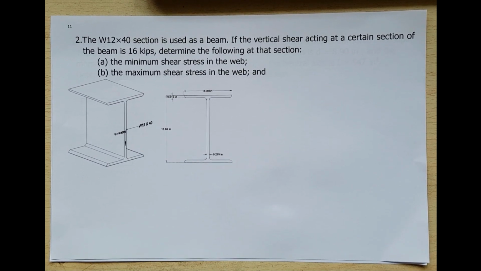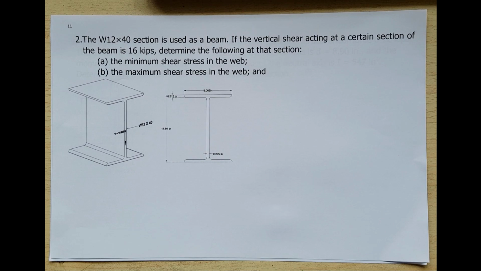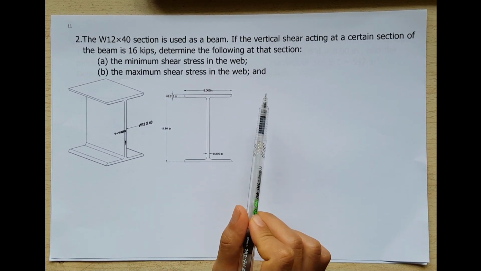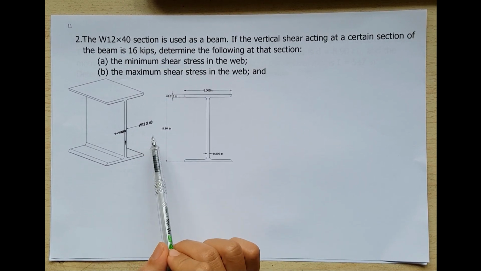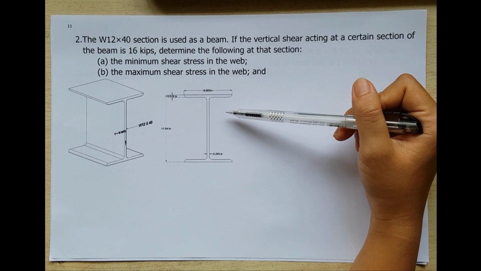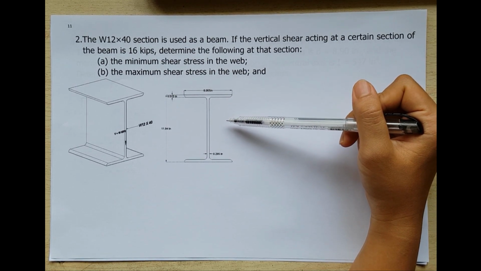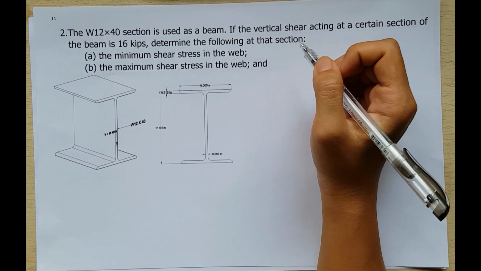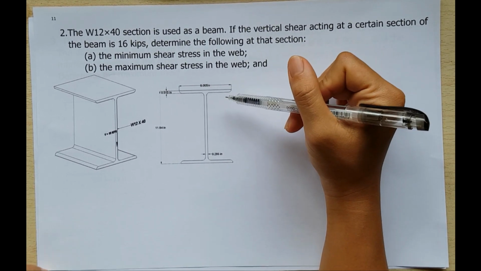So, for example number 2, the W12 by 40 section is used as a beam. If the vertical shear acting at a certain section of the beam is 16 kilopounds, determine the following at that section: the minimum and the maximum shear stress in the web. So this is our W12 by 40, and it has a shear force of 16 kilopounds. And these are the properties of our section that we have obtained from our table. We will ignore the small fillets and rounded corners present in this actual section.